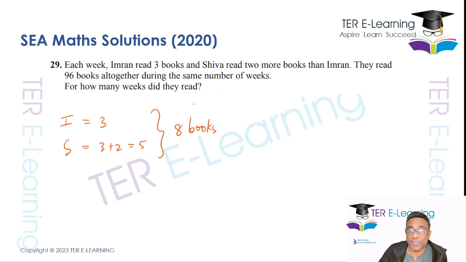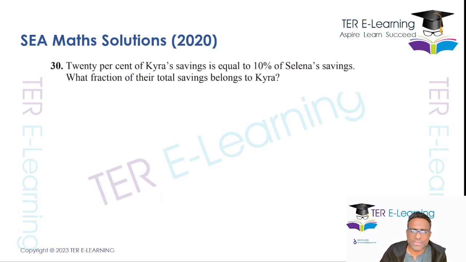So to figure out how many weeks they read for, all you need to do is take 96 and divide by 8, right? 96 divided by 8, and that's going to give me 12. So it's going to take them 12 weeks to read that amount of books. So that's 29.